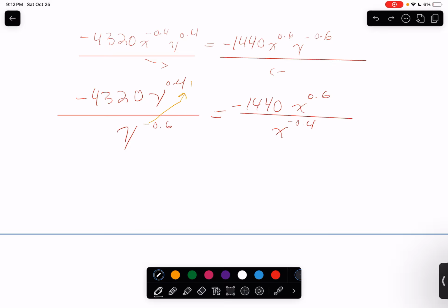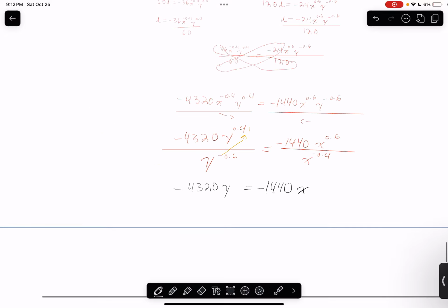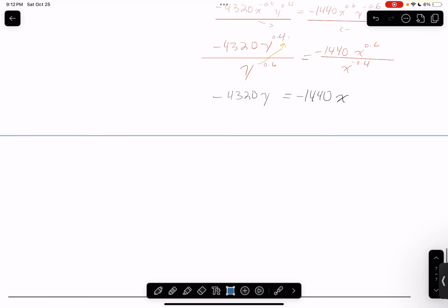So that means that negative 4,320 y is just going to equal to 1, so that's just negative 4,320y. And same thing on the other side. We're going to add this to the numerator, and that gives us negative 1,440x. I'll bring this down here.